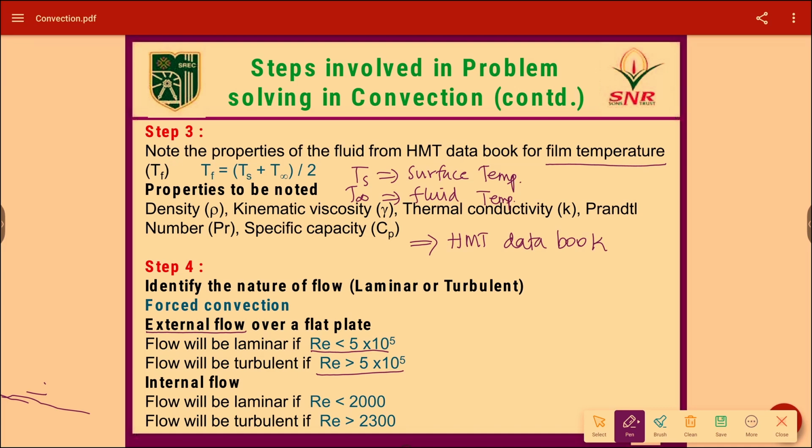The critical Reynolds number will change for different configurations and different geometries. What I have given here is a sample, taking the problem of a flat plate. So the steps given here currently correspond to the flat plate.